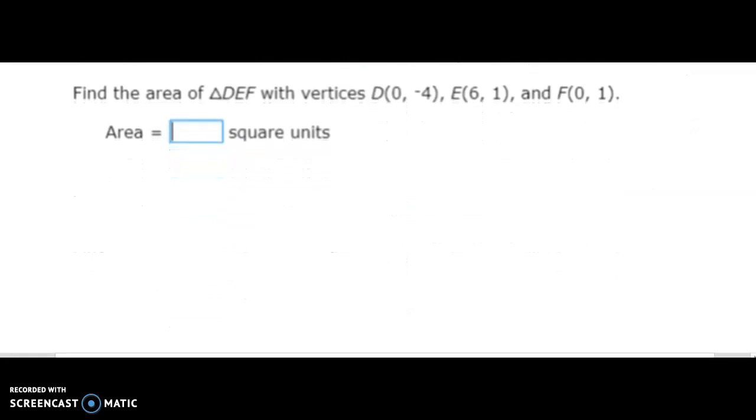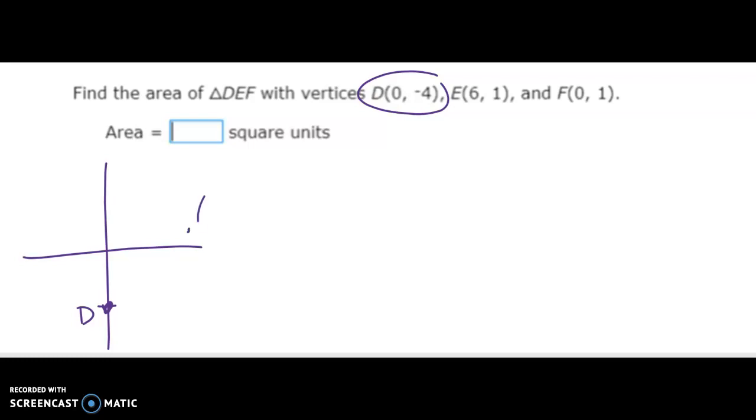Okay, and then we have kind of a word problem. They don't give us a picture. We can draw a picture real quick. D is at 0, -4. E is at 6, 1. And I'm just slopping it down here. And that's E. Okay, and then F is at 0, 1.